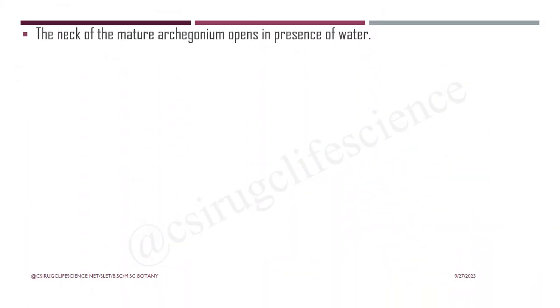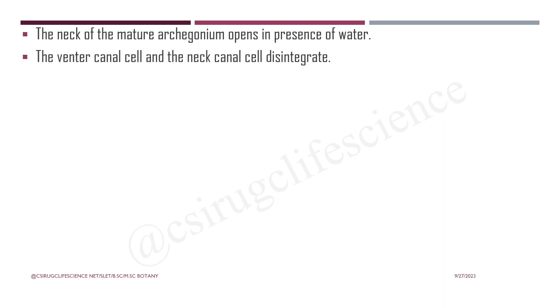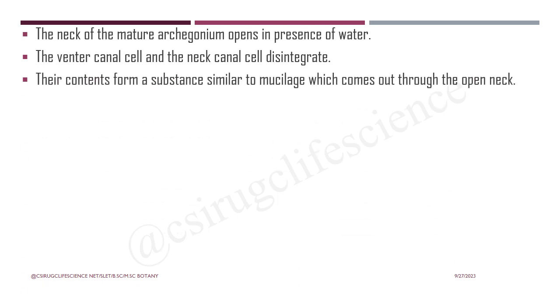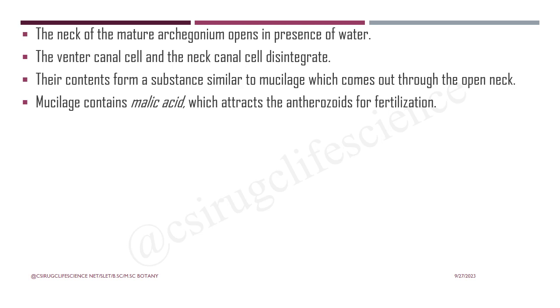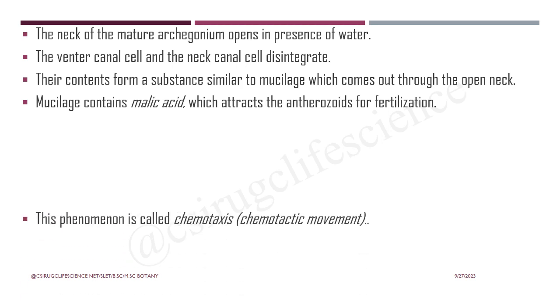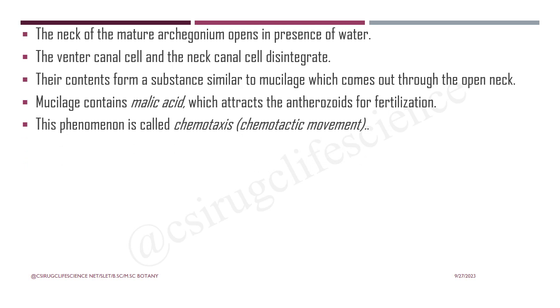The neck of the mature archegonium opens in the presence of water. The venter canal cell and the neck canal cell disintegrate. Their contents form a substance similar to mucilage, which comes out through the open neck. Mucilage contains malic acid, which attracts the antherozoids for fertilization. This phenomenon is called chemotaxis. This movement is due to malic acid, so this is also called chemotactic movement.